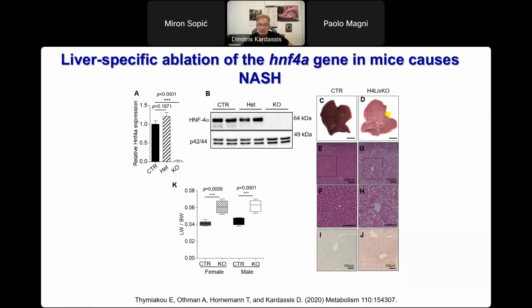And we found that these mice, of course, do not express HNF4 at all in the liver. It is expressed naturally in other tissues. And if you look at the liver, the weight of the liver is larger, as you can see here. This is the liver weight versus body weight in female and male mice. This is the knockout, and this is the controls. And you can see by the eye that the liver is fatty because it has this pink color compared to the normal liver. And if you do histology, you find all these clinical features of NASH.